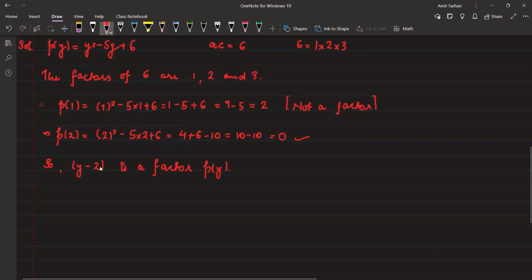So now you got the first factor. As you know, this is a quadratic polynomial, so it will have 2 zeros, because the degree defines the number of zeros. If the degree is 2, how many zeros will be there? Tell me.